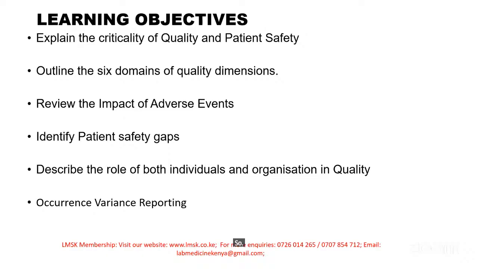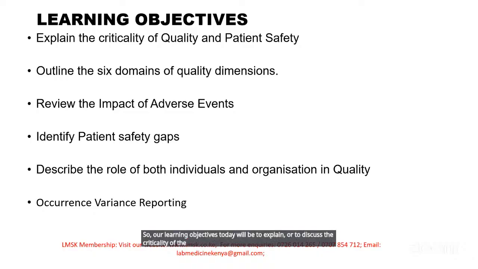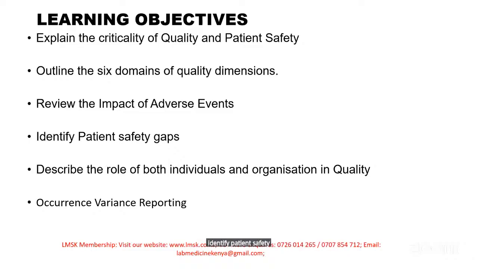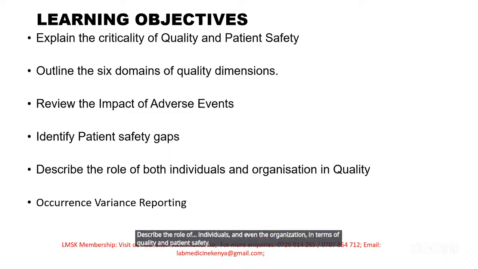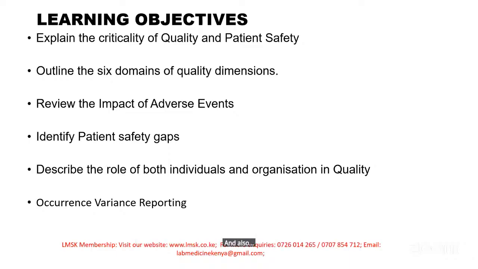So our learning objectives today will be to explain or to discuss the criticality of quality and patient safety, outline the 6 domains of quality dimensions, to review the impact of adverse effects, or we need to know what these adverse events are, identify patient safety gaps, and see how to close those gaps, describe the role of individuals and even the organization in terms of quality and patient safety, and also occurrence variance reporting.